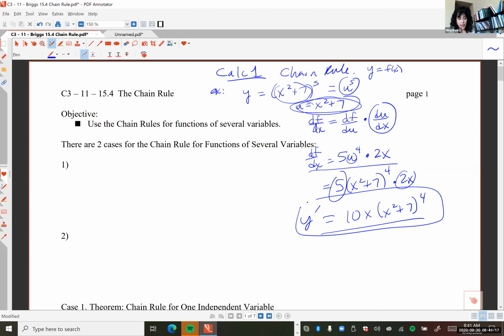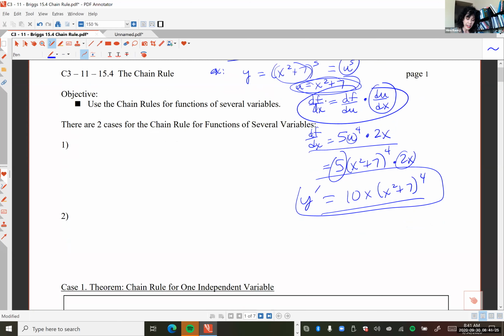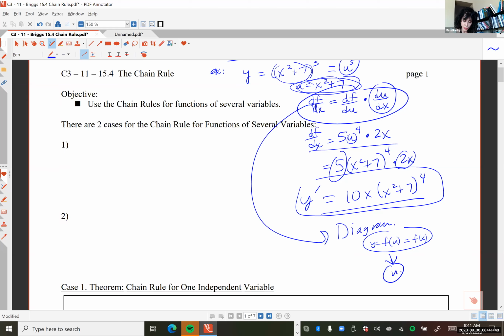Another way I want to look at this, because we're going to be looking at diagrams, tree diagrams essentially, is the diagram for this df dx equals df du times du dx. You have your function f at the top, y equals f of u, which is a function of x. So you have it as the parent, and then you have u here, and then underneath u, you have x.